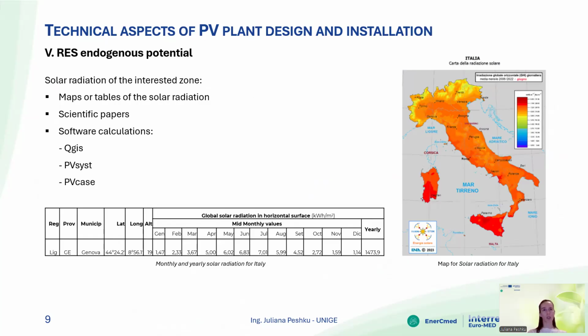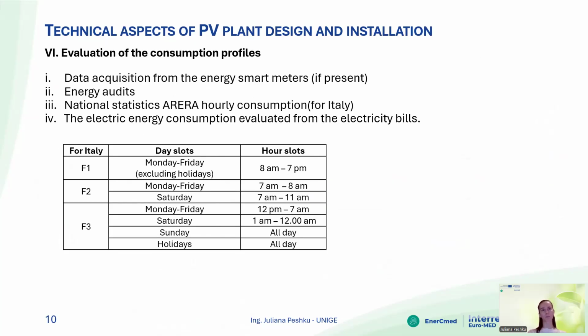Now, after having chosen the position and verified the compliance with the regulatory context, it is possible to roughly estimate the endogenous potential of photovoltaic plant based on its geographical position by referring to maps or tables of the solar radiation, scientific papers, or by using different calculation softwares such as QGIS, PVGIS, or PVWatts.